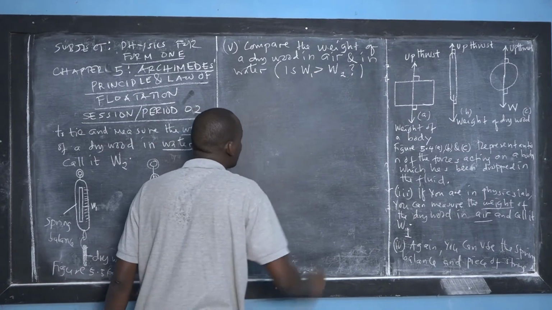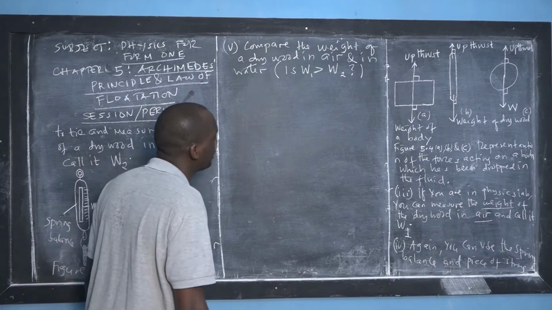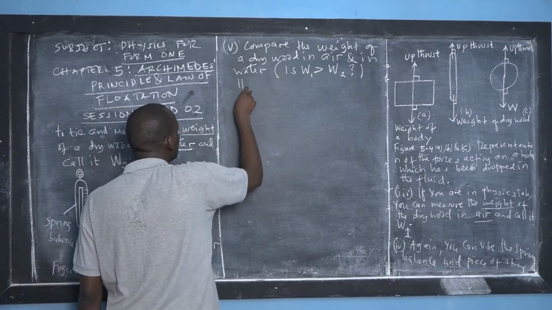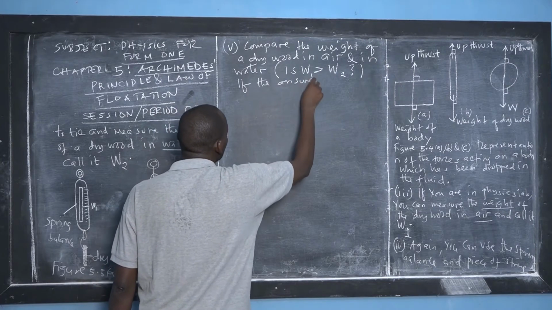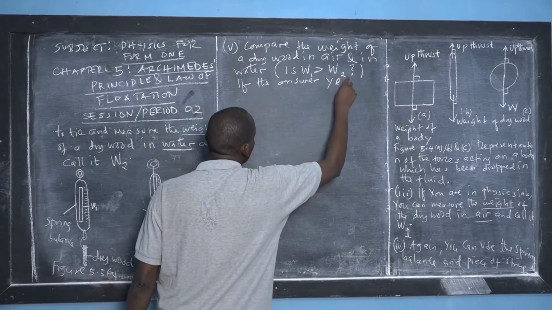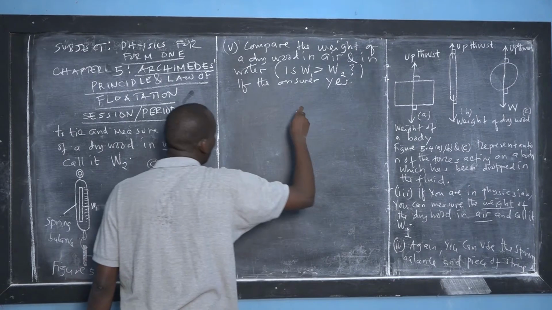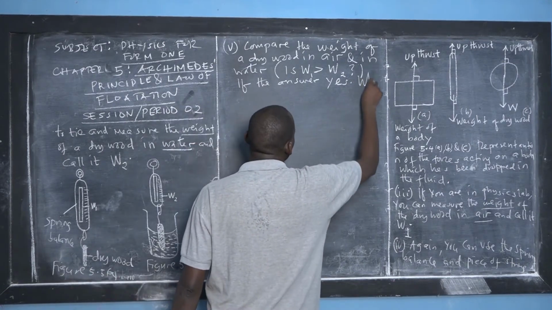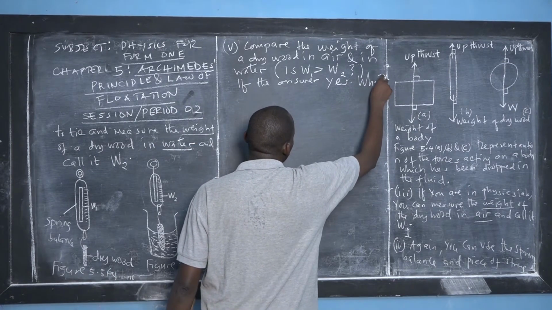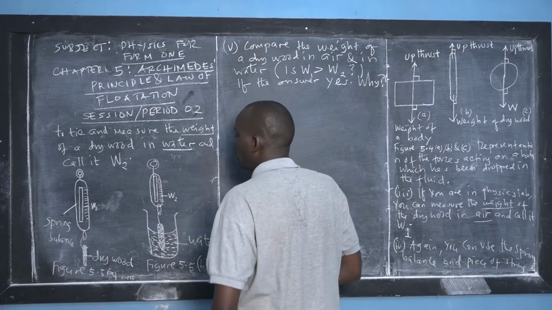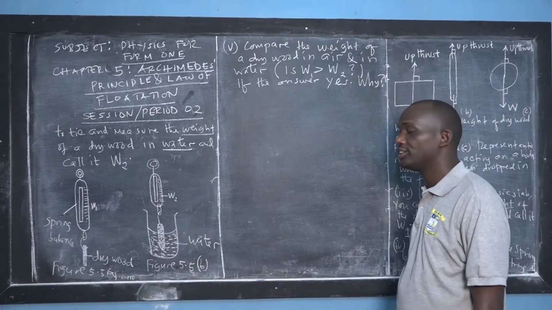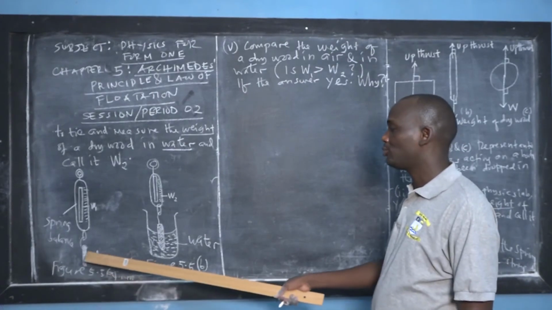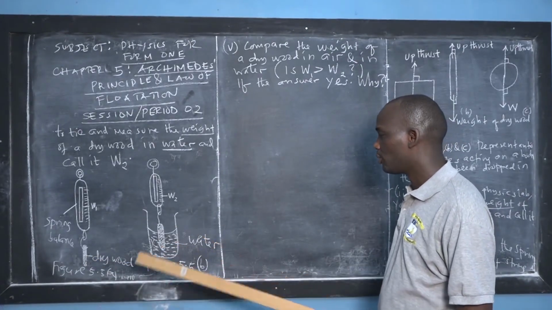Je, uzito wa kwanza utakuwa mkubwa kuliko uzito wa pili? And if the answer is yes, na kama jibu ndio, why? Kwa nini? Nini kimetokea? Mbona tuna kipande kile cha mti hapa na tuna kipande kile cha mti kwenye maji? Nini kimetokea kama uzito huu ni mkubwa kuliko uzito huu?